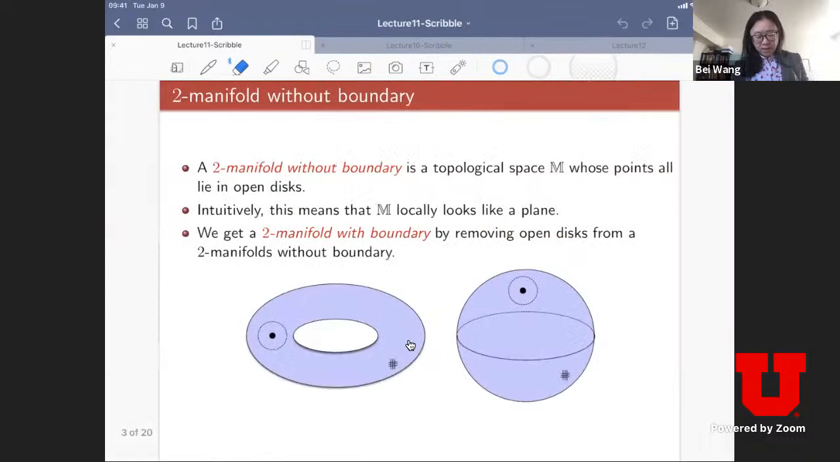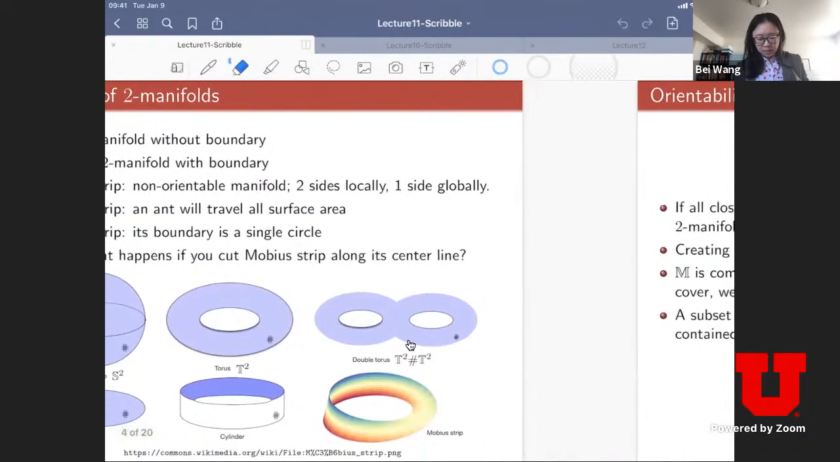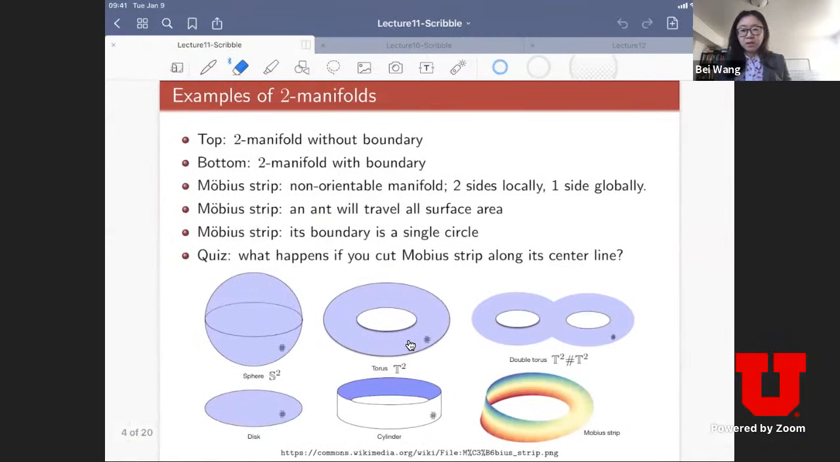As I mentioned from the last class, there is a way to construct two-dimensional manifolds by gluing some sort of basic unit. What are the basic units? The basic units are the sphere and the torus.